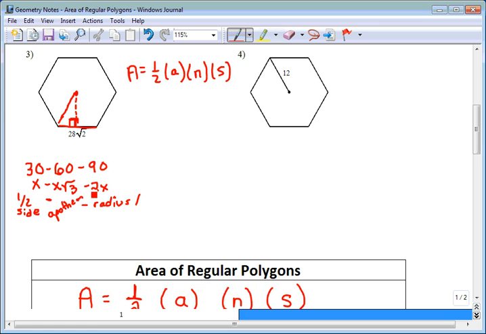But we also understand that since this is 2x and this is 1x, the radius is also the same as the side length, because this is 1/2 of a side. So as long as I multiply it by 2, I get a side length. Okay, so we were given the side length as 28 radical 2. So this is 2x. To go from 2x back to x, I just have to divide by 2. So 28 radical 2 divided by 2 is 14 radical 2.